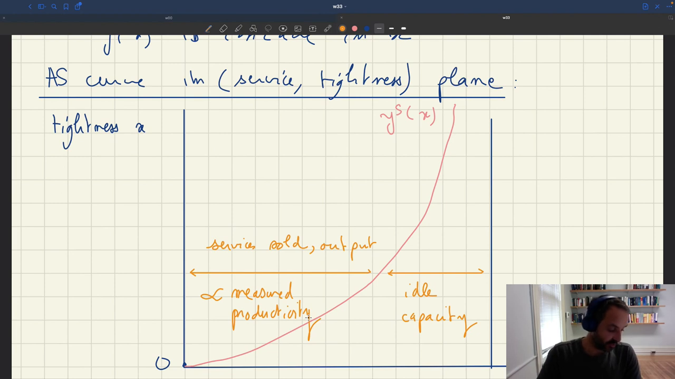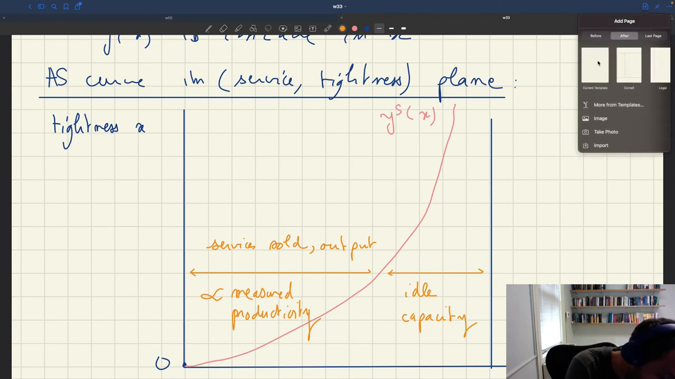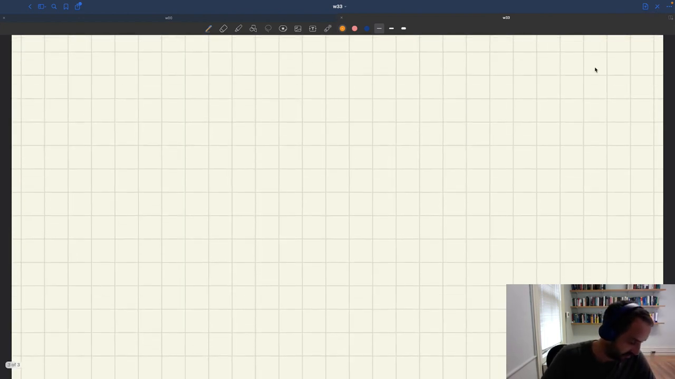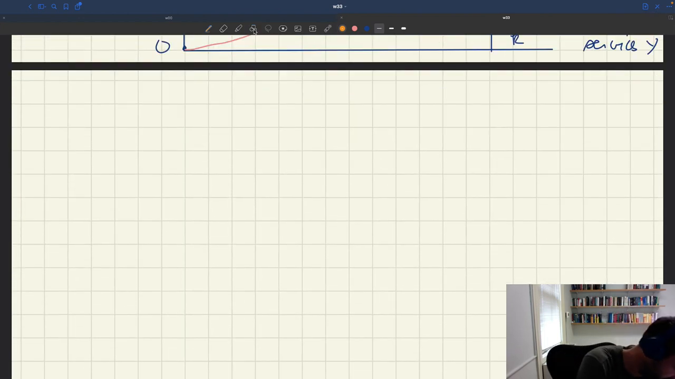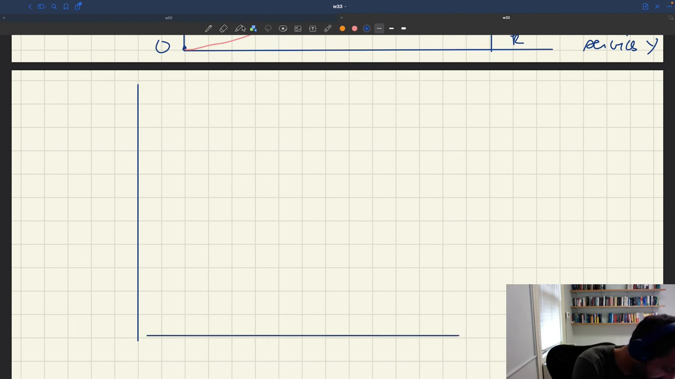Okay, so this is a representation in a service tightness plane. And then, of course, just for completeness, we can do a representation in a service price plane. And that's going to be pretty simple. So we can have the price P, we can have services here.